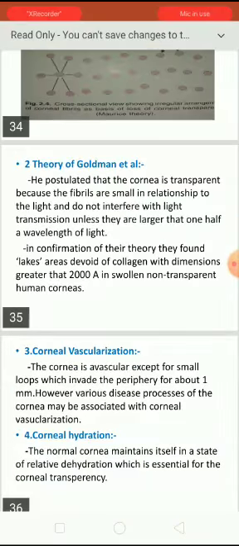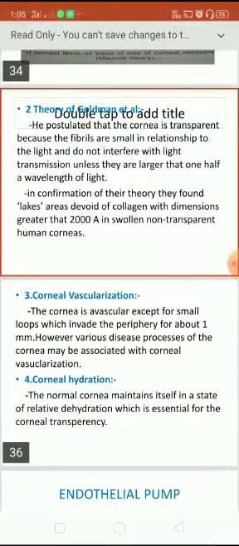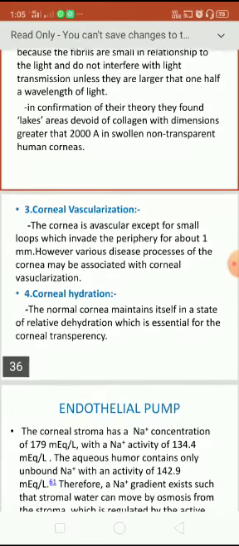Another is the theory of Goldman et al. He postulated that the cornea is transparent because the fibrils are small in relation to the light, and they do not interfere with light transmission unless they are larger than one half of the wavelength of light. This theory is confirmed by the finding of lakes, which are voids devoid of collagen fibers, with dimensions greater than 2000 angstrom in swollen, non-transparent human cornea.